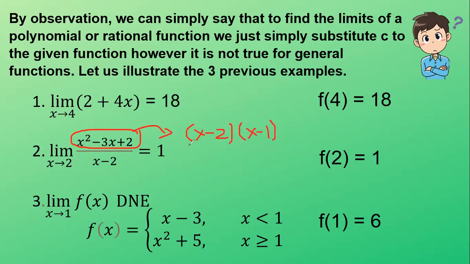So that's the factor of this quadratic expression. So x minus 2 times x minus 1 over x minus 2. So we can cancel out x minus 2. Ang natira sa ating new function ay si x minus 1. So now, wala na tayong denominator. We can simply substitute 2 to our x minus 1.